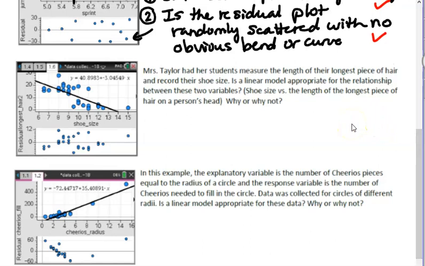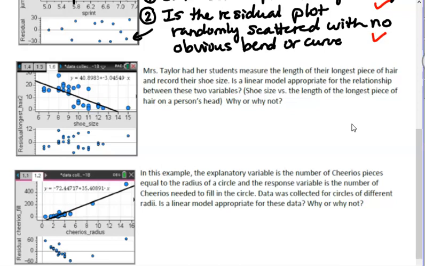Had the students measure the length of their longest piece of hair and record their shoe size. Now this was a little more variable, but what would you expect? You would expect the people with smaller feet were girls and they might have had longer hair, right? So as the shoe size increased, the length of the hair decreased, but you do have some girls with short hair and some guys with longer hair. So there was a lot more variability in this data.